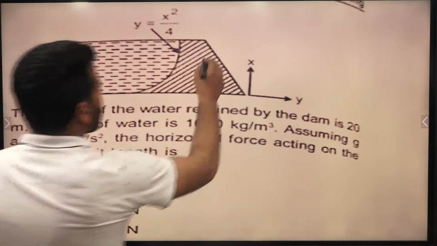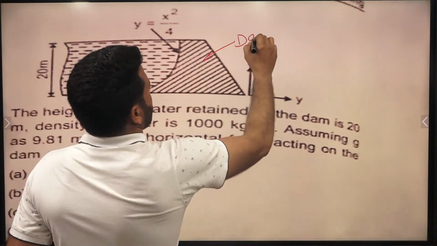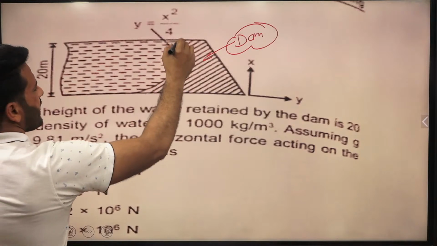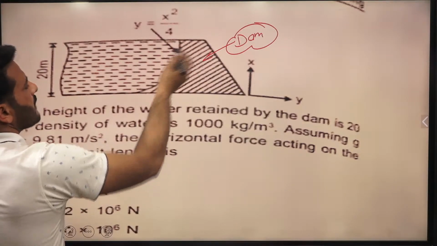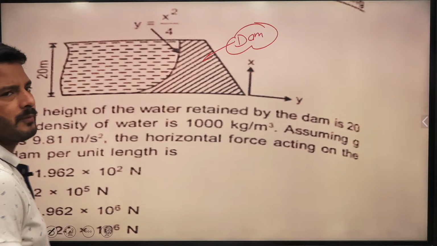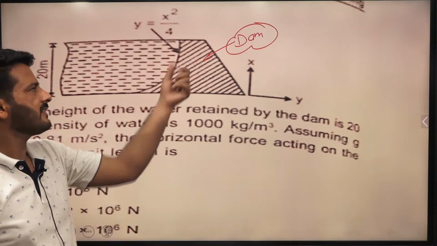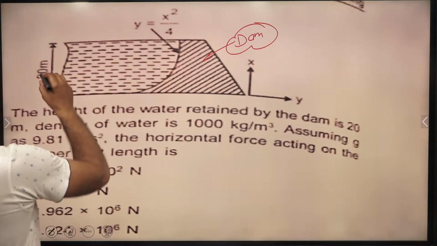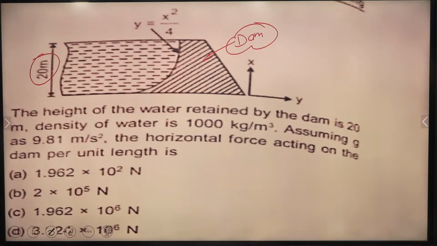Okay, a dam is given to us. The upstream side has the water, and this face is curved. Maybe there is a failure of the dam slope, so let it be an earthen dam. The slope has fallen down. The height of the water retained by the dam is 20 meter.